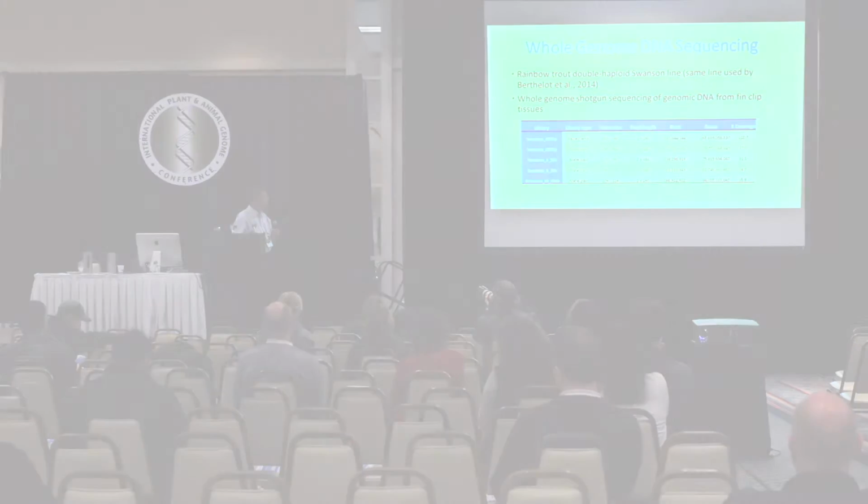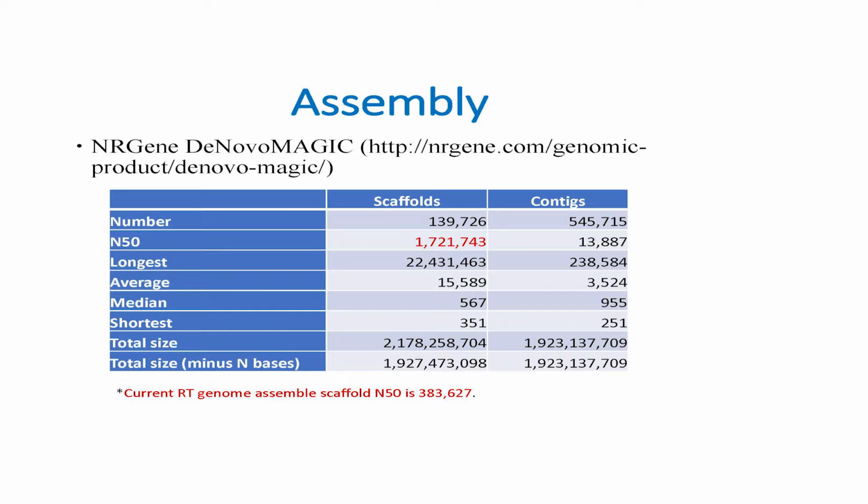Then those sequence data were sent to NRGene, and they used their pipeline, DeNovoMAGIC, and made the assembly. Those are the data showing the result of the assembly.